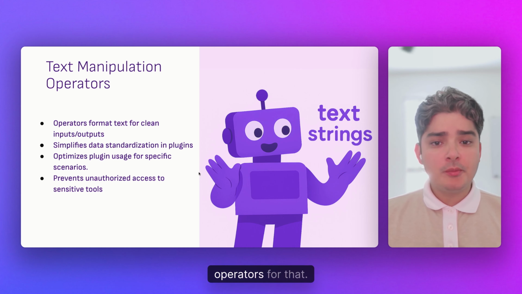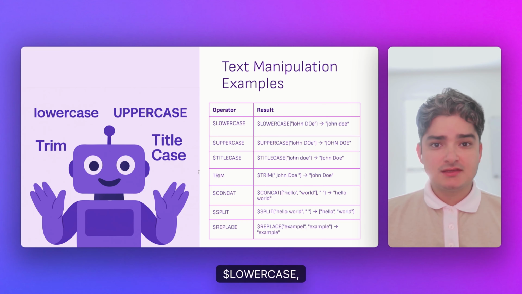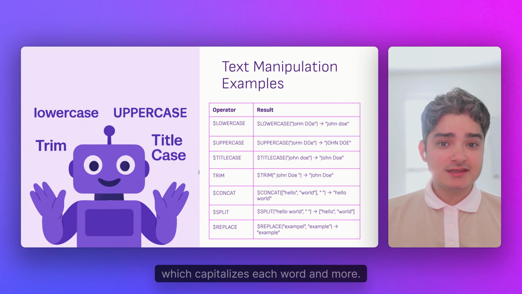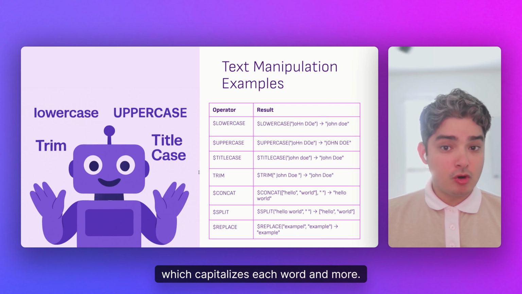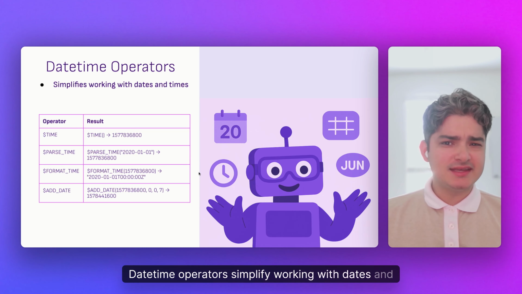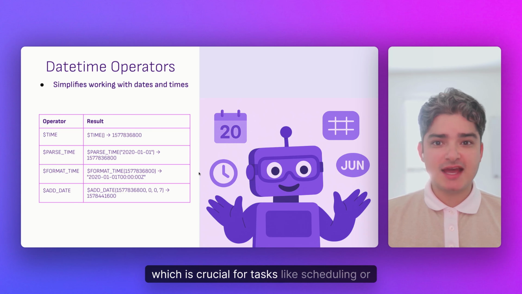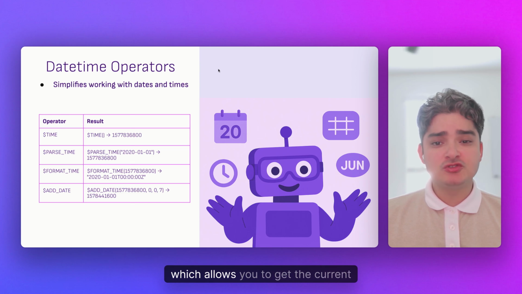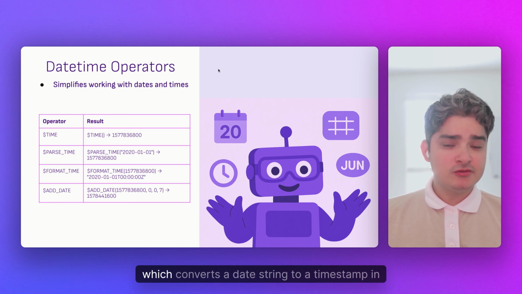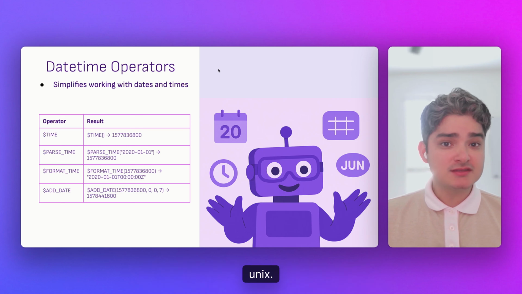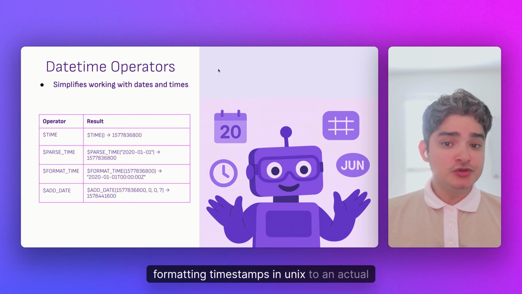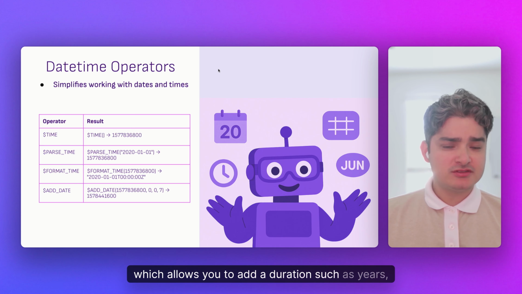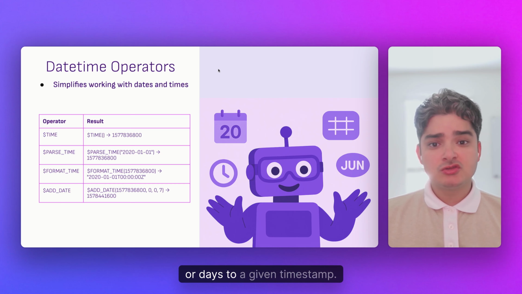There's multiple operators for that. We have lowercase, which converts text to lowercase, uppercase, which converts text to uppercase, title case, which capitalizes each word, and more. Datetime operators simplify working with dates and times, which is crucial for tasks like scheduling or validating dates. We have operators such as time, which allows you to get the current timestamp, parse time, which converts a date string to a timestamp in units, format time, formatting timestamps in units to an actual readable format, and add date, which allows you to add a duration such as years, months, or days to a given timestamp.